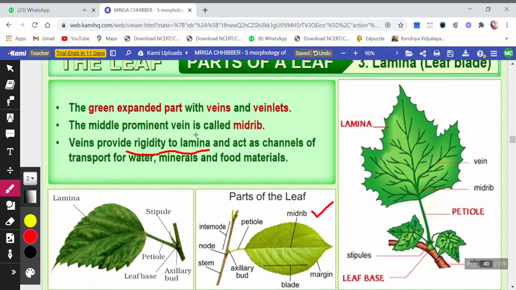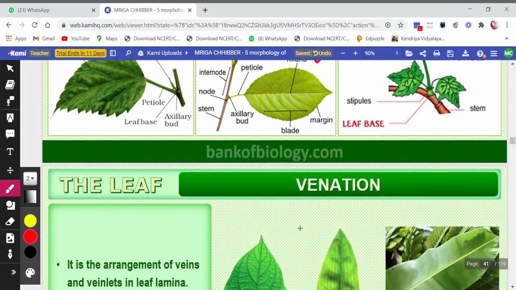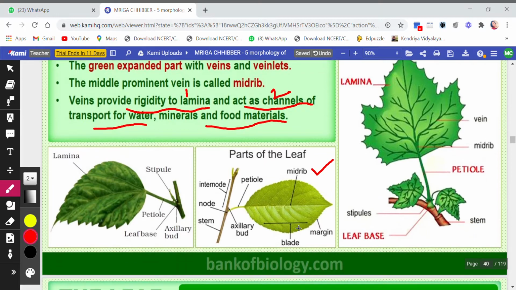And they also, so there are two functions. The first is rigidity to the lamina. And the second one is they act as channels of transport for water, mineral and food materials. So these are the two functions performed by the veins. Right? Okay, so this is all about the structure of leaf.